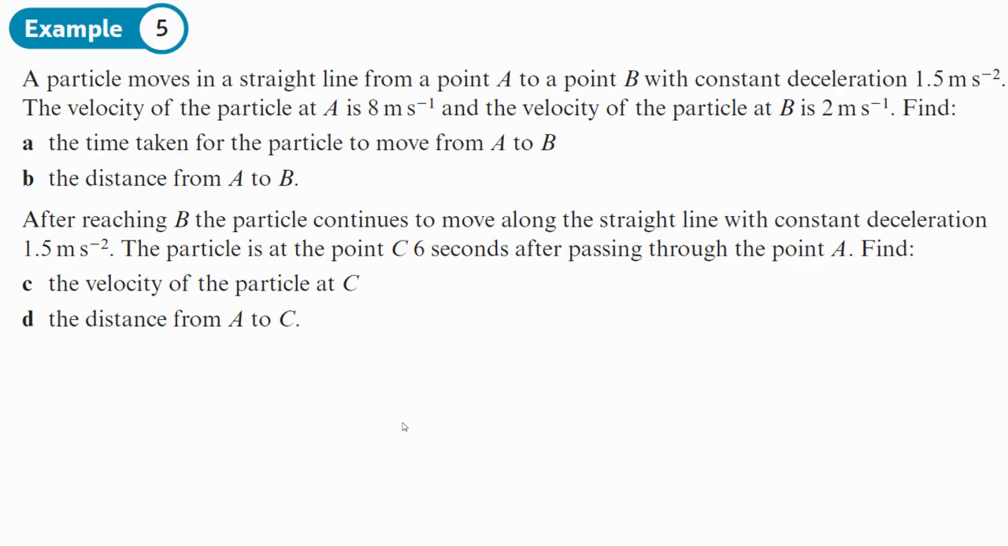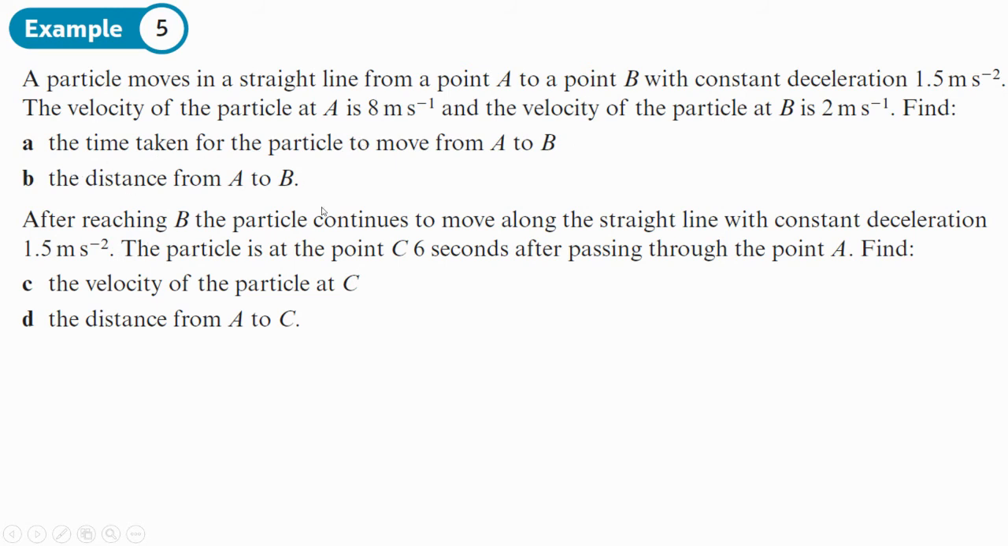Let's look at another example. So we've got a particle. It doesn't always say a cyclist. It'll sometimes just say a particle, which is just a basic point. And it moves in a straight line from A to B with constant deceleration, so that's negative acceleration. At A, its velocity is 8 meters per second, and at B, it's 2 meters per second. Find the time taken to move from A to B, and the distance from A to B.